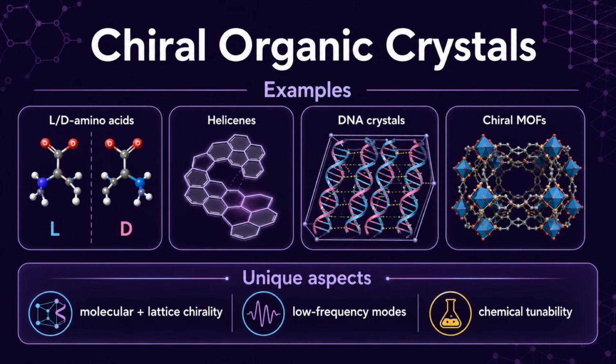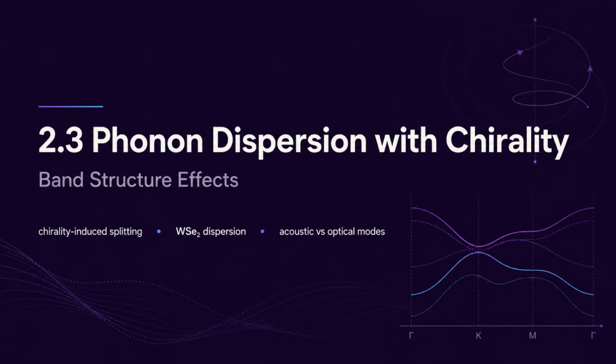Chiral organic crystals offer another platform for studying phonon chirality. Examples include crystals of L and D amino acids, helicines with inherent molecular chirality, DNA crystals, and chiral metal-organic frameworks. These materials combine molecular chirality with lattice chirality, often have low-frequency phonon modes accessible by THz spectroscopy, and offer chemical tunability. Now let's examine how chirality affects phonon band structure.